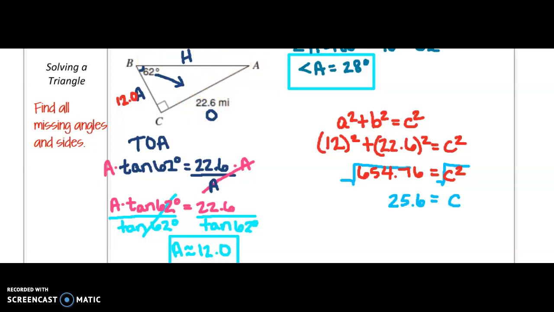So I would say that we finished solving the triangle because we found the missing angle and we found the two missing sides. All right, so that's a wrap for missing sides and missing angles.